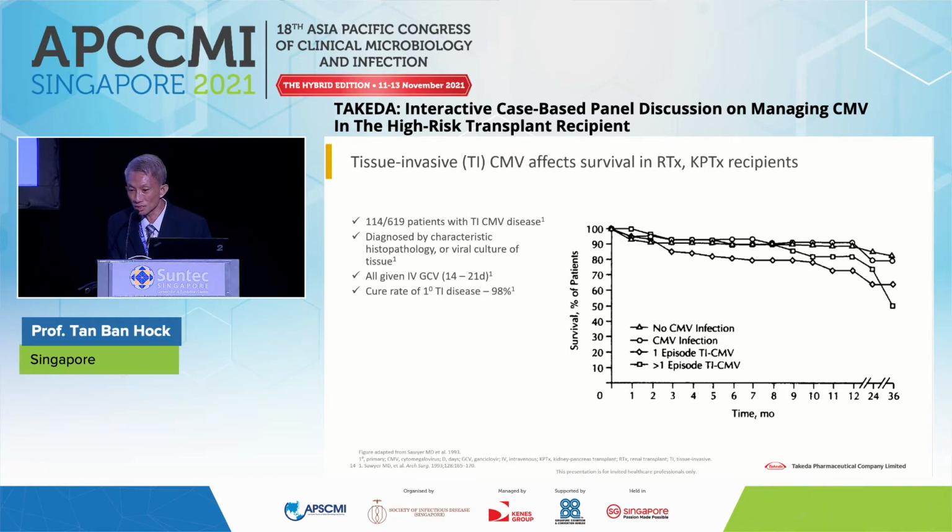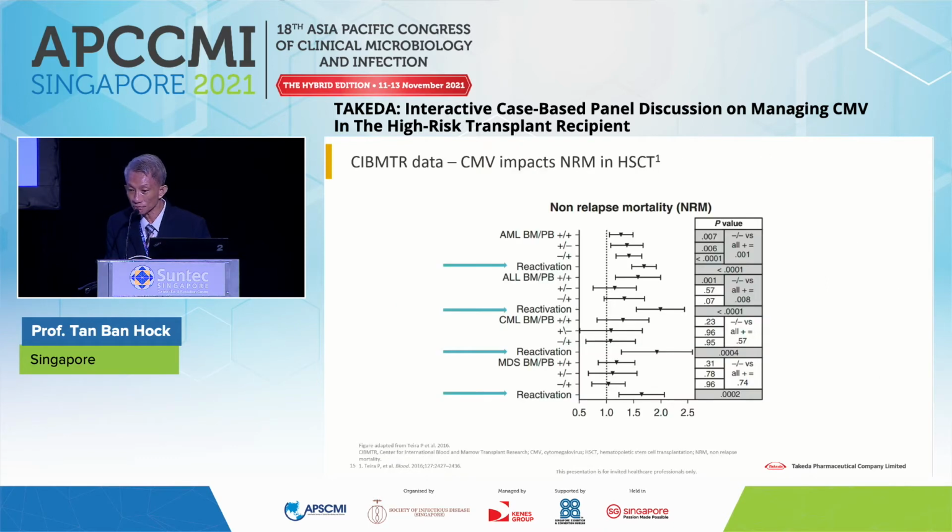This was just in the early 1990s when IV ganciclovir just became available, and the cure rate was very, very high. But if you look at percentage survival after some time, you find that the group that had gotten end-organ CMV disease actually did worse 3 years down the road. So the survival was poorer, and that was statistically significant.